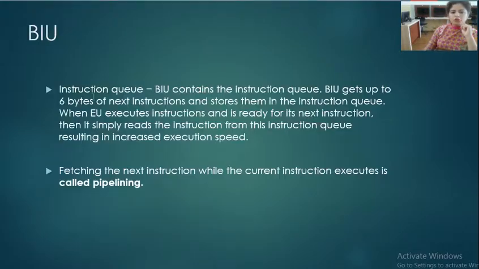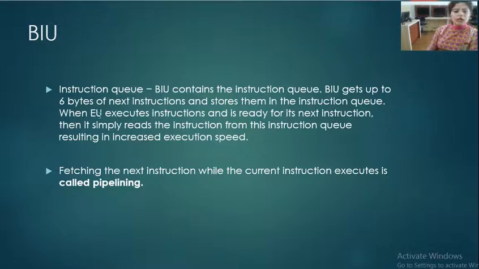So what is instruction queue? BIU contains the instruction queue. BIU gets up to 6 bytes of next instruction and stores them in the instruction queue. So after fetching the instructions from the input output unit or from the memory, BIU stores all the instructions in the instruction queue, and at a time it can store 6 bytes of instructions. Once the BIU stores the instructions in the instruction queue, after that EU fetches the instruction from the instruction queue and executes it.